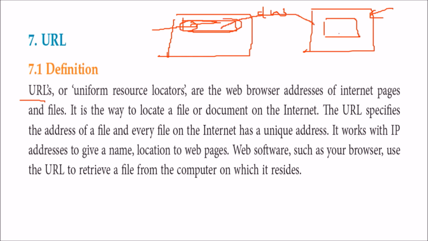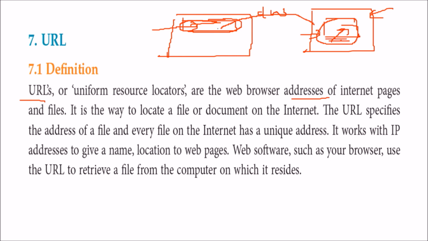www.yahoo.com to some IP address, say 192.123.51.61. Okay, so this changes, and this IP is actually the IP of the web server where Yahoo is being placed. So these URLs are the web browser addresses of internet pages and files. This is a way to locate a file or a document on the internet. This specifies the address of the file, and every file has its unique address.